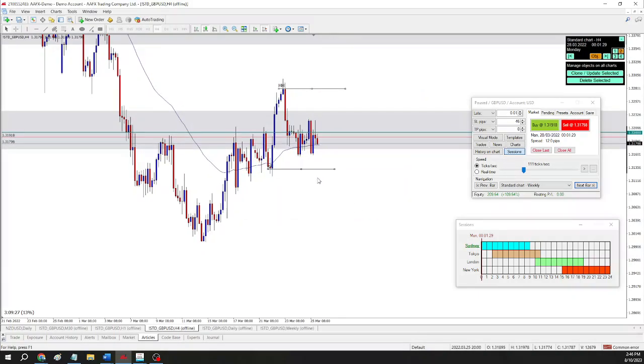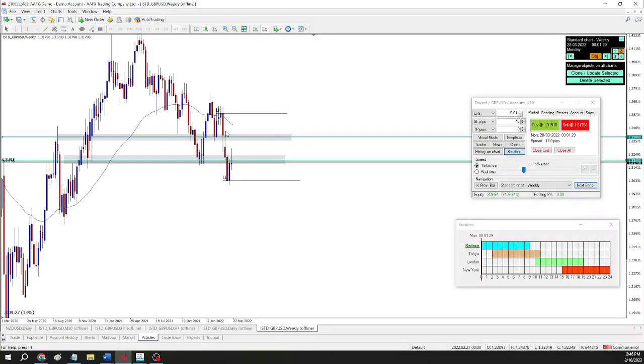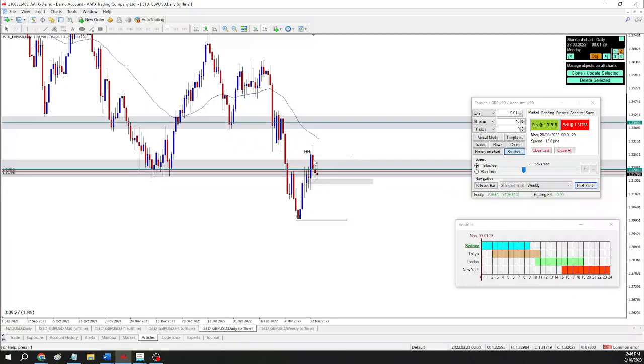So in order for this to become a downtrend, it needs to break this area right here. So go back to the weekly. The weekly is in a downtrend. You see this lower high, lower low. Go to the daily. It just made a higher high.